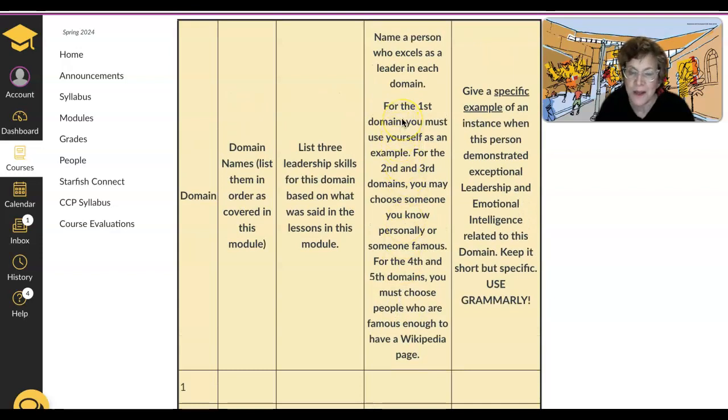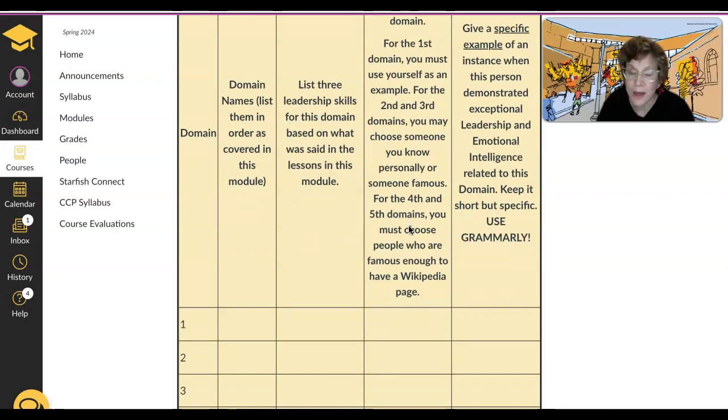The first domain has to be yourself, so put down your own name. And then for the second and third domains, you can choose someone you know or somebody famous. And of course, it could also be you. For the fourth and fifth, you're not going to choose yourself, and you're not going to choose somebody who's just close to you unless they are famous. They have to be famous enough to have a Wikipedia page.